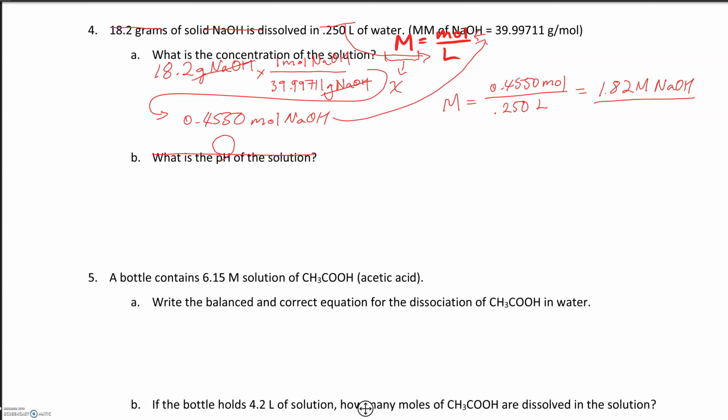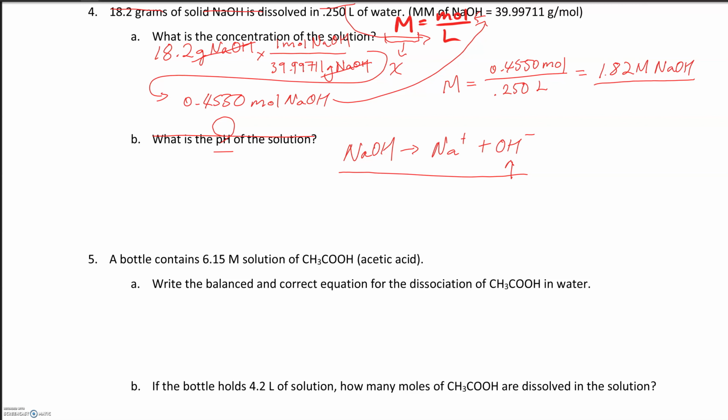Now, when it's asking for the pH of the solution, if you look at this dissociation equation, we don't have a hydrogen ion component at all. We only have a hydroxide component. So what does that lead us to do? That means we have to find the pOH using the OH concentration, and then from there we can figure out our pH. So we can refer back to the equation, saying that the negative log of hydroxide ion will give us the value of pOH.